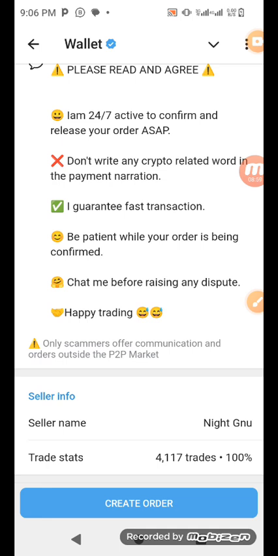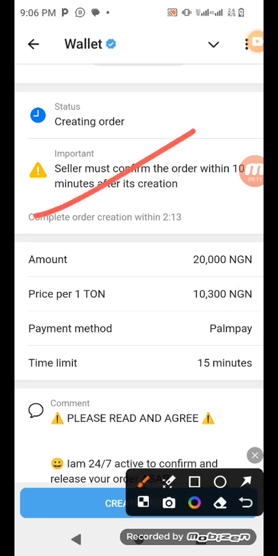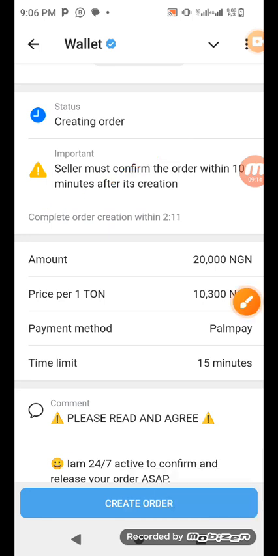Now, once I click on create order, I will still wait for the seller to confirm the order. You will see under the status that I've created an order. Then this same information will still be reading here. The seller must confirm the order within 10 minutes. If after 10 minutes the seller fails to confirm the order, no problem, I've not lost money, nothing has happened. So don't be afraid of that.